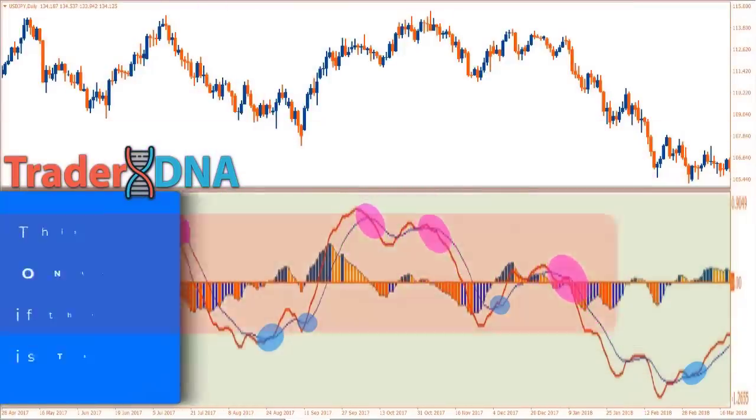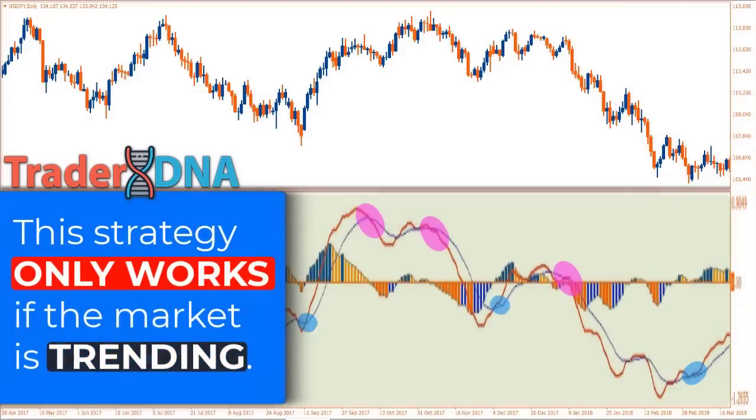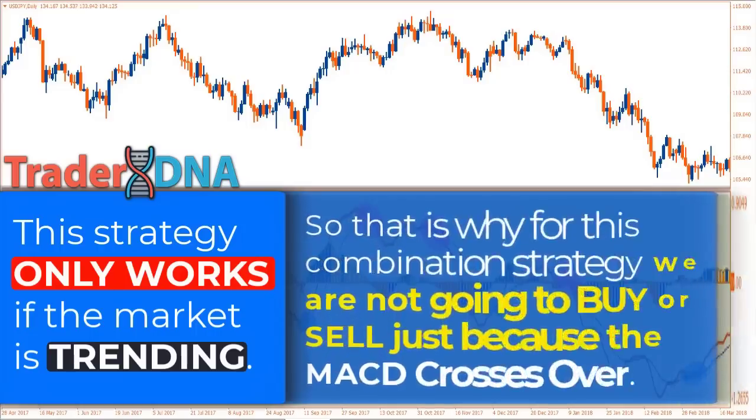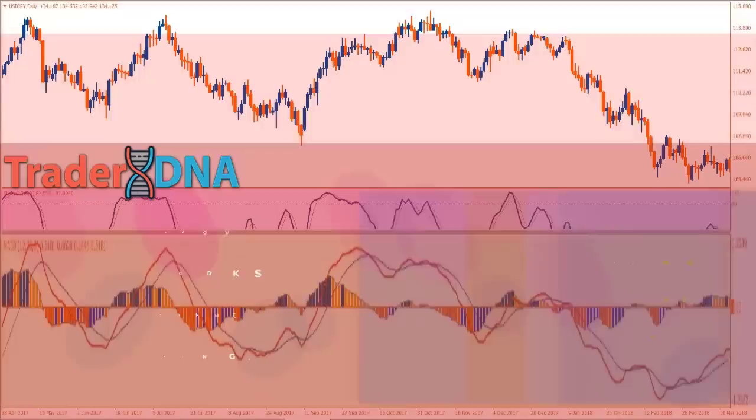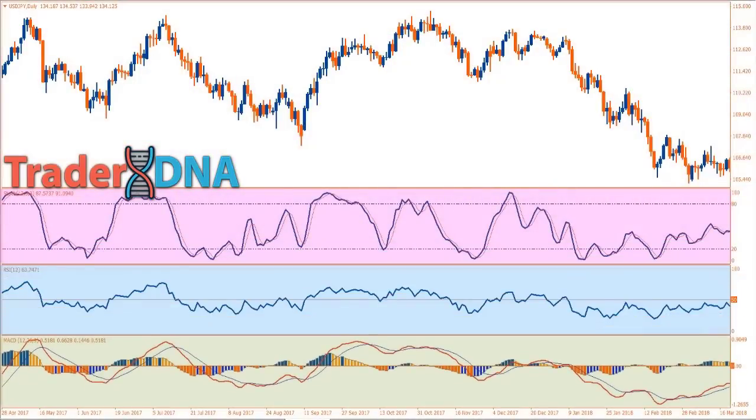However, this strategy only works if the market is trending. If the market is moving sideways, the MACD often gives false signals. So that is why for this combination strategy we are not going to buy or sell just because the MACD crosses over. Instead we are using it to give extra confirmation, and making sure that the momentum is on our side. So, this is how the stochastic oscillator, RSI, and MACD strategy works.